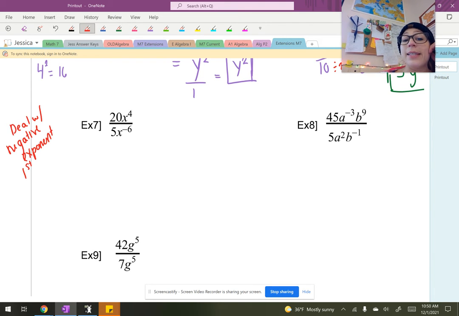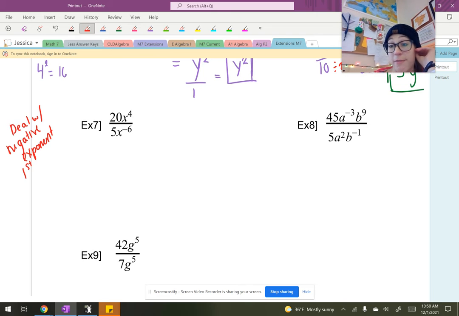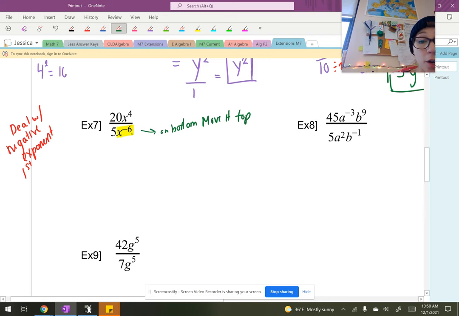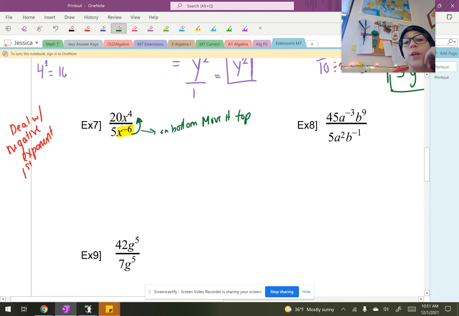So I need to switch the placement of my variable then. Those negative exponents are located on the bottom of my fraction right now. That x to the negative 6 is on the bottom. So I'm going to move it to the top so I can make it positive. Nothing else has the negative exponent, so nothing else is going to move. Everything else is staying where it is. The only thing that's going to move is that x to the 6th.